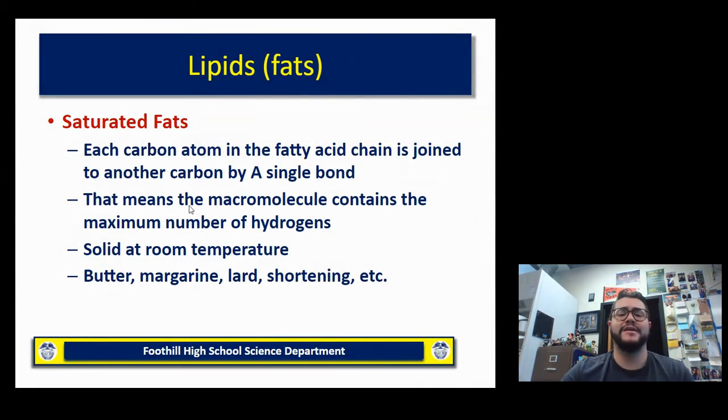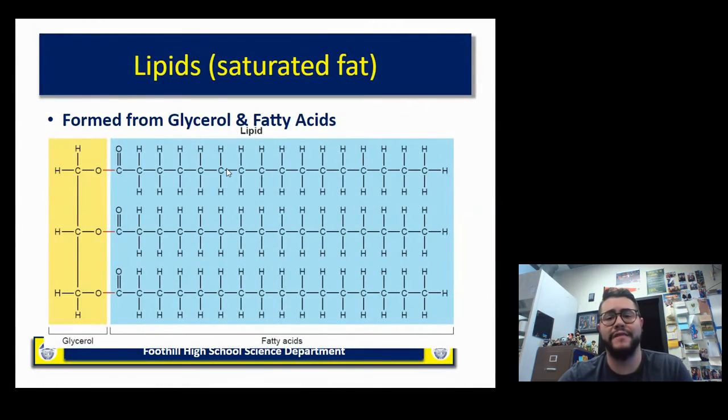And what that means is that those macromolecules or those atoms can get closer together. And closer together, molecules can form van der Waals forces. Remember, we talked about that way early when we talked about chemistry. So those van der Waals forces are slight attraction between different molecules. What that basically means is that the molecules in the fatty acid chains are more attracted to each other, so they're more likely to be solid at room temperature. Things like butter, margarine, lard, shortening, they're all examples of saturated fats.